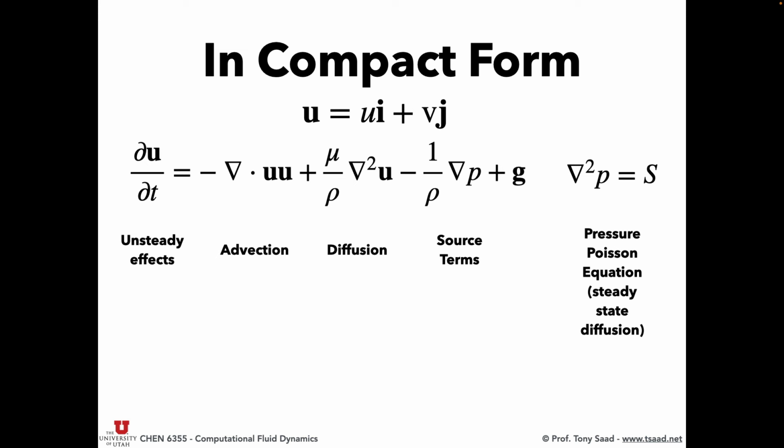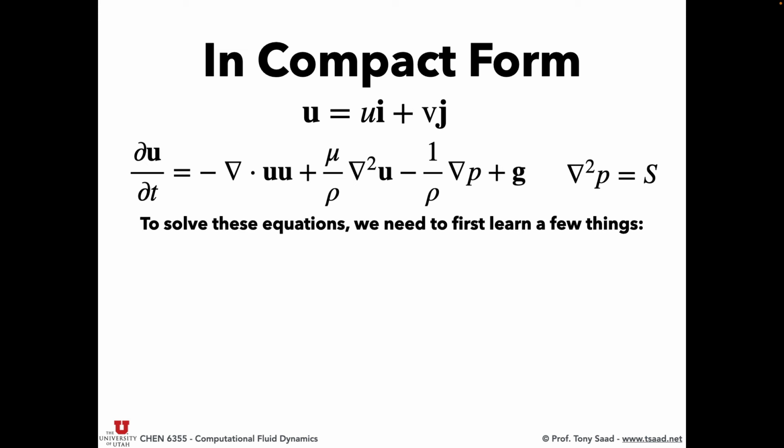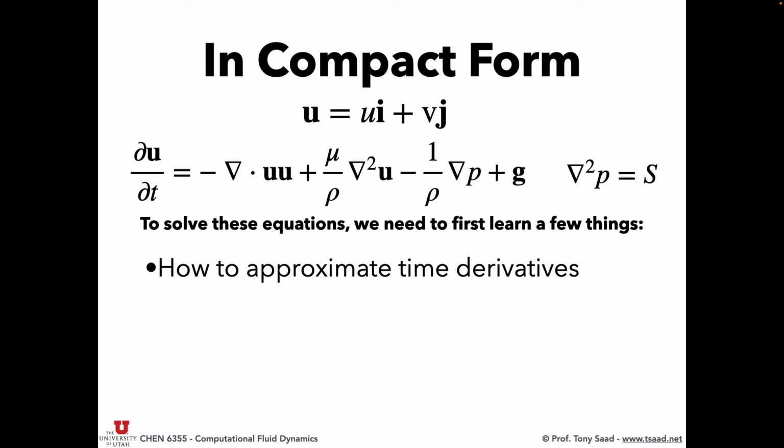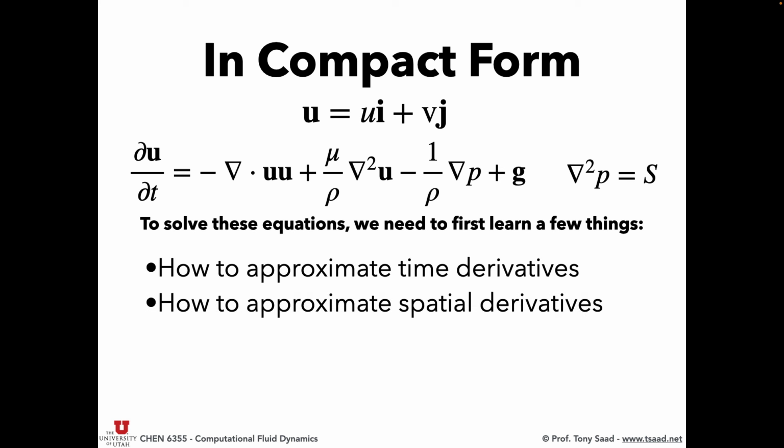Okay. So to solve these equations, we need to first learn a few things. We need to learn how to approximate the time derivative, and how to approximate spatial derivatives. If you think about this, we have a time derivative here. We have space derivatives here. If you remember, this is d(uu)/dx plus d(uv) plus d(vu)/dy, etc. This also has spatial derivatives, but they're second derivatives, right? This has a spatial derivative in it, right? Okay, so we need to learn how to approximate spatial derivatives, and finally, how to solve a Poisson equation.